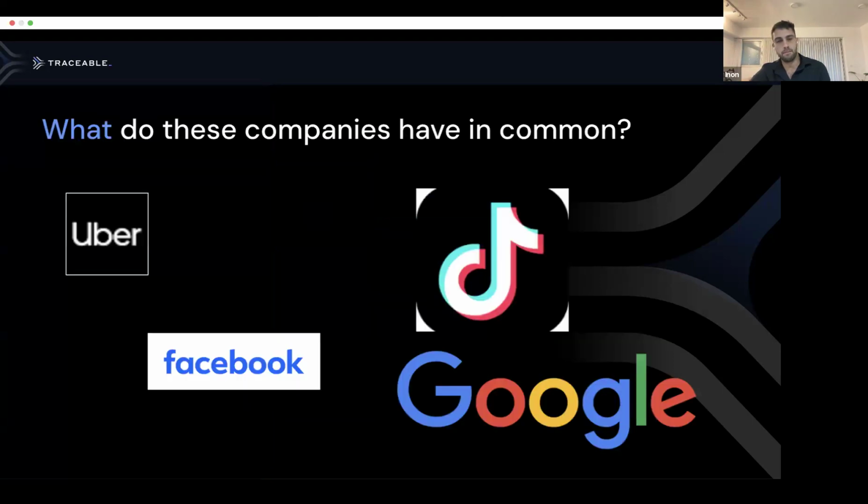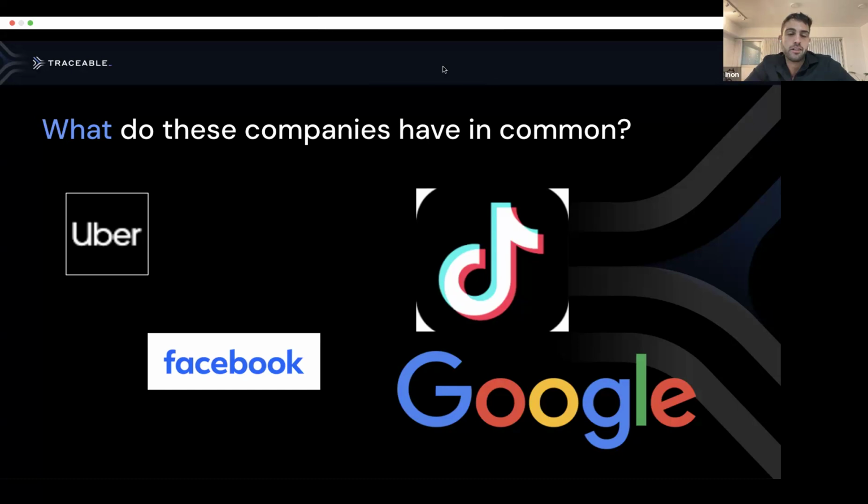Before we jump into the next authorization vulnerability, do you guys know what these companies have in common? Uber, Facebook, TikTok, Google, and honestly, probably all the tier 1 companies, they all got breached by a BOLA vulnerability in the last year. So the most common API vulnerability, which is number one on the list, is called broken object level authorization. You might know it as IDOR, it's the same type of vulnerability.